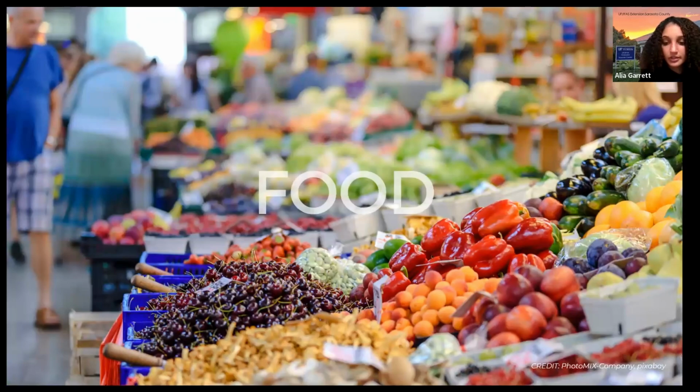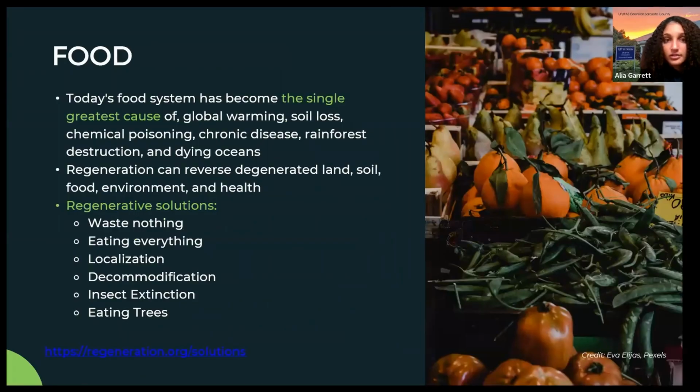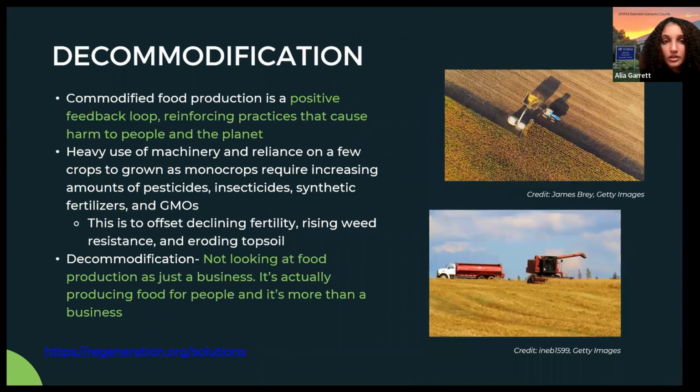Food, one of my favorite things. So today's food system has become the single greatest cause of global warming, soil loss, chemical poisoning, chronic disease, rainforest destruction, and dying oceans. Regeneration can reverse degenerated land, soil, food, environment, and health. And some of the solutions we're going to talk about are waste nothing, eat everything, localization, decommodification, insect extinction, and eating trees. So what we're going to cover is decommodification.